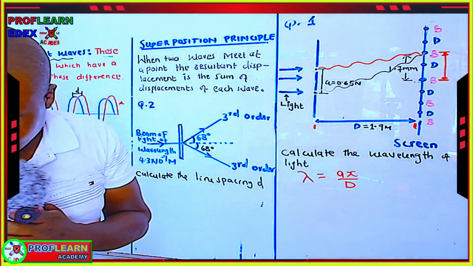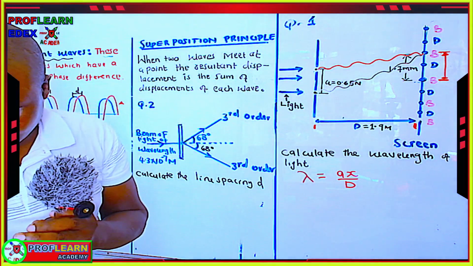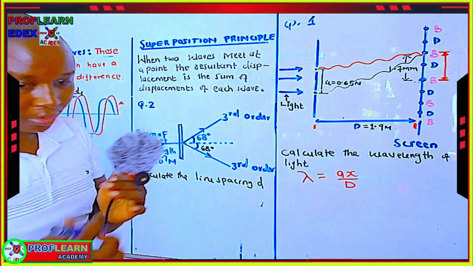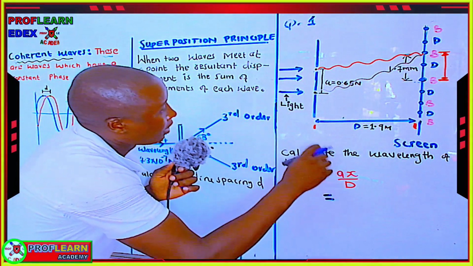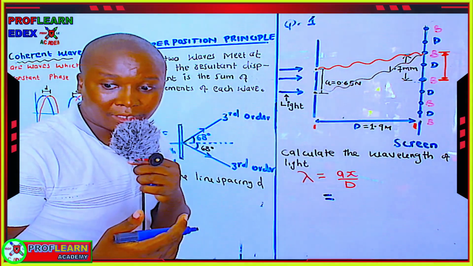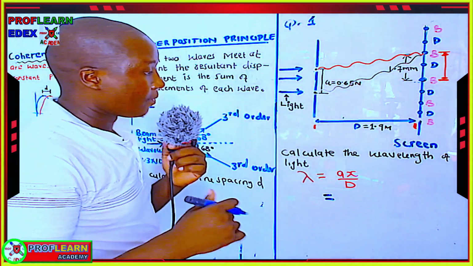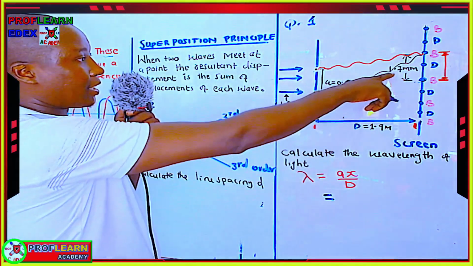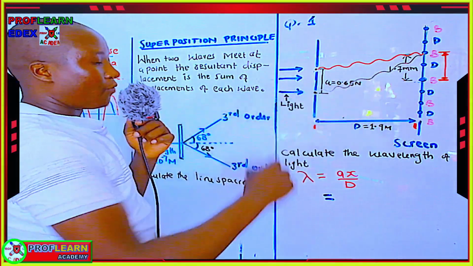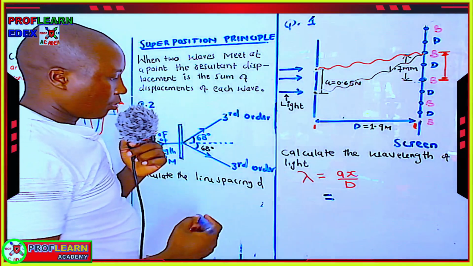So in that case, let's try to substitute the values that we have so that we are able to get what answer we get for the wavelength in this experiment. Something I need to remind you is to always check whether the units are in SI units, because sometimes you'll be given units in millimeters, like for instance this one, and you need to convert it to meters for you to work it out.